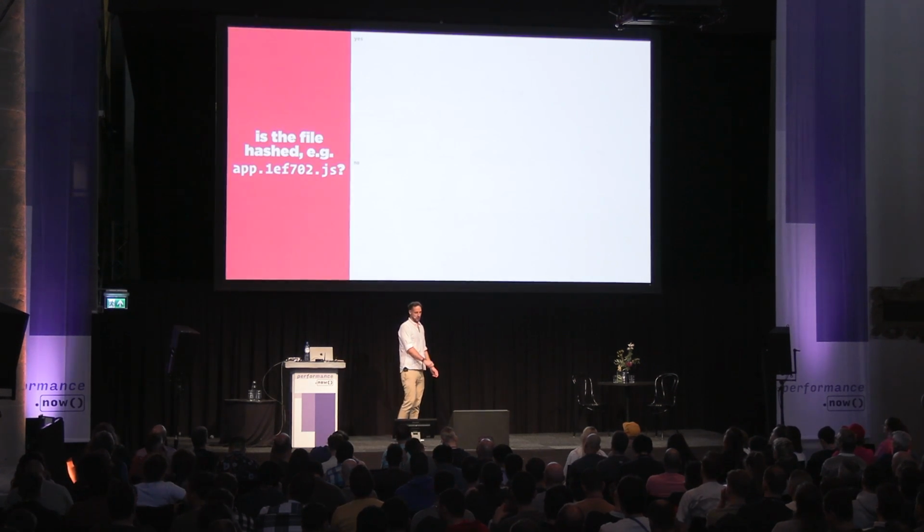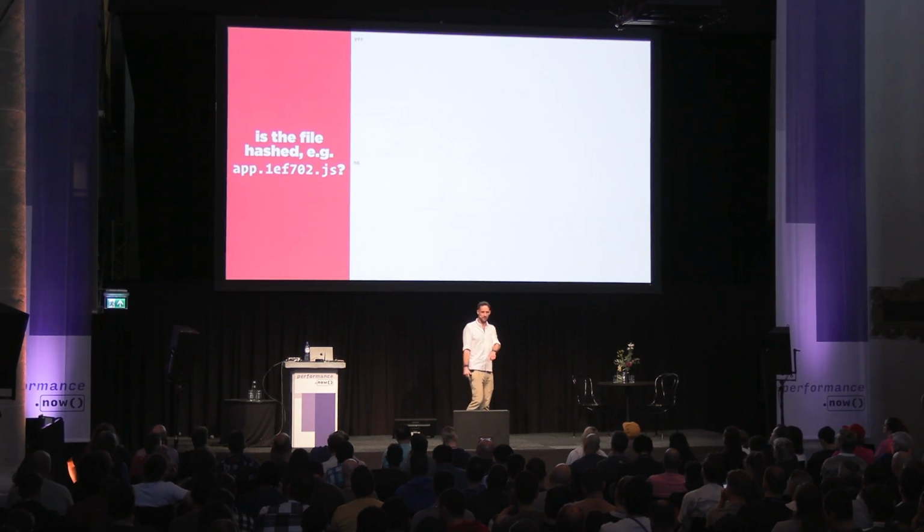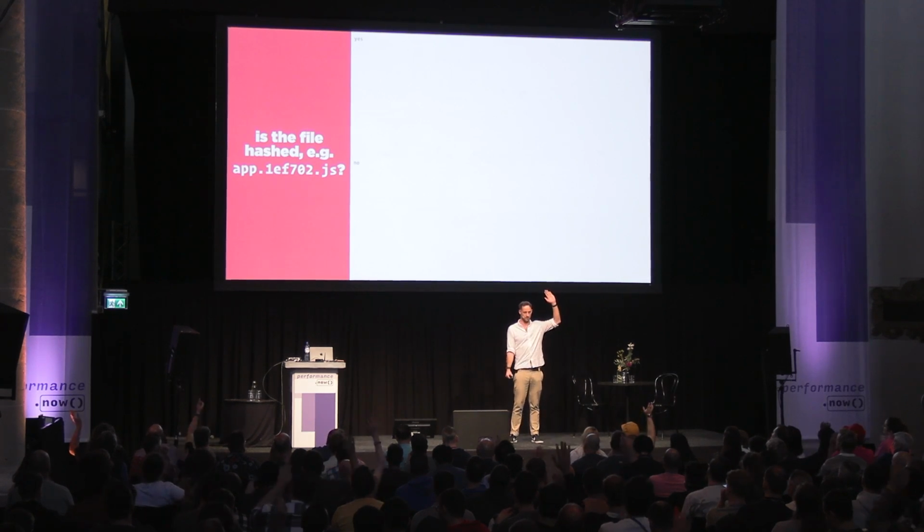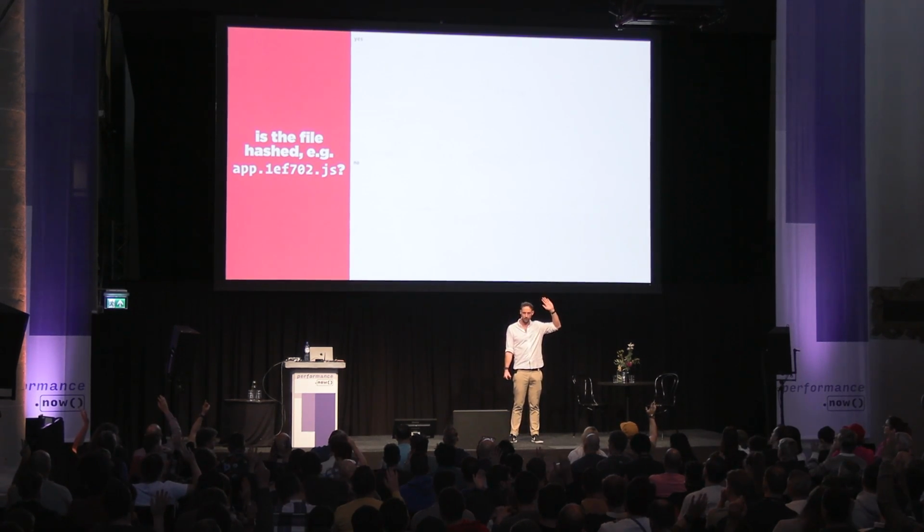Is the file hashed? Quick show of hands. Whose build system puts fingerprints in their file names? That's not enough. OK, well, get this configured. This is really important, but it also allows us to use some really powerful, aggressive caching strategies. If your build system puts fingerprints or even just version numbers inside your assets, you can cache these things really, really aggressively and basically forever.